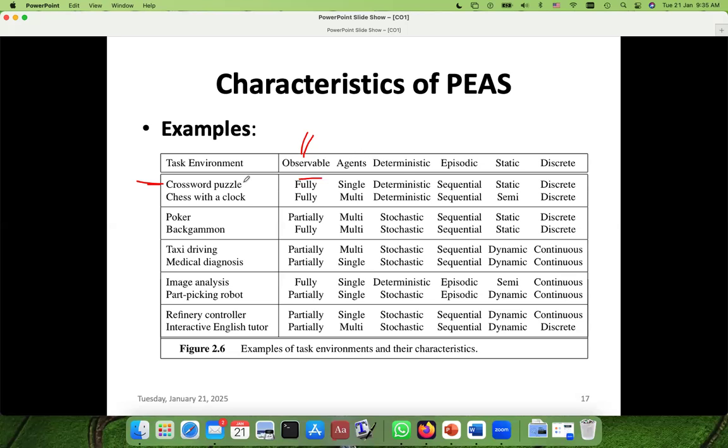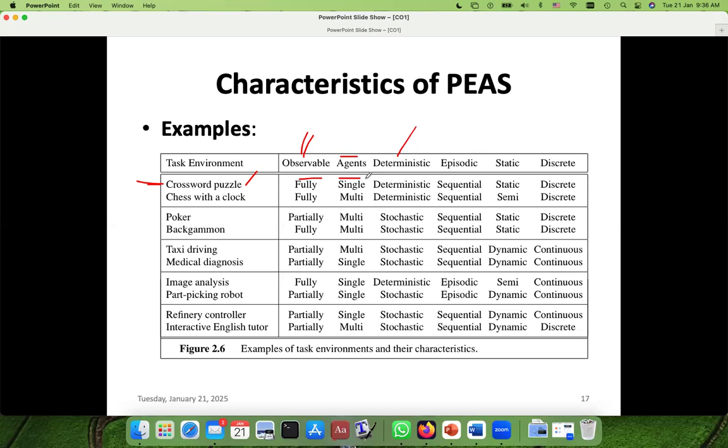Is this crossword puzzle a single agent or multi-agent? It is a single player game, so it is a single agent. Is it deterministic or stochastic? Deterministic means you can determine the next state from the current state, and stochastic means you have to calculate a probability value to determine the next state. So is the crossword puzzle deterministic or probabilistic?